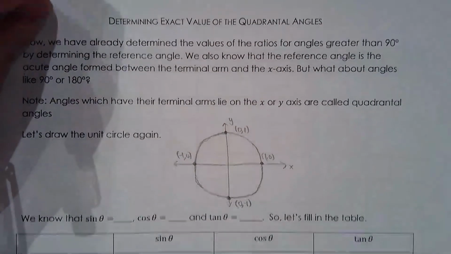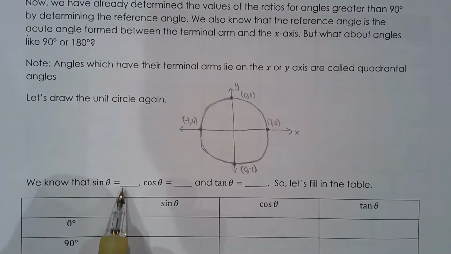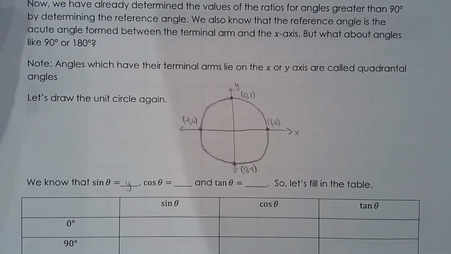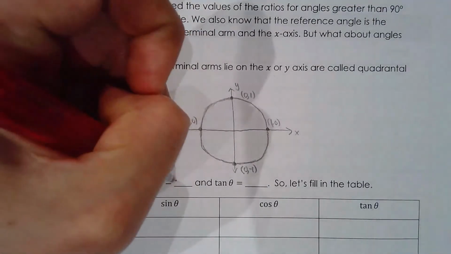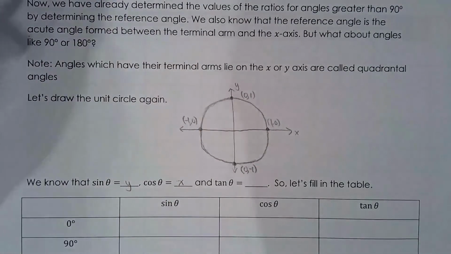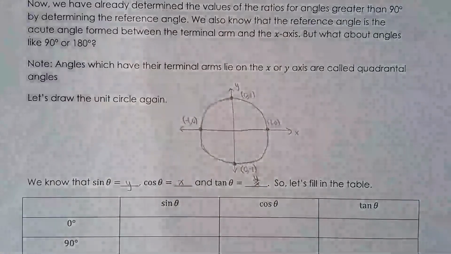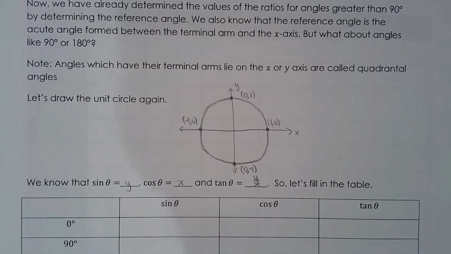And just to refresh our memory, we know that sine theta is defined as the y coordinate of the unit circle. You can think of it as y over r, and r being 1 if you want. But anyways, sine theta is equal to y, cos theta is x, and tan theta is y over x. So hey, I think we can do this.